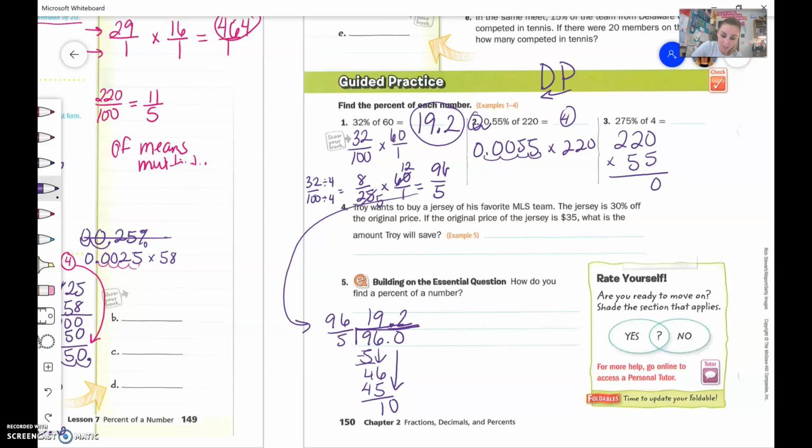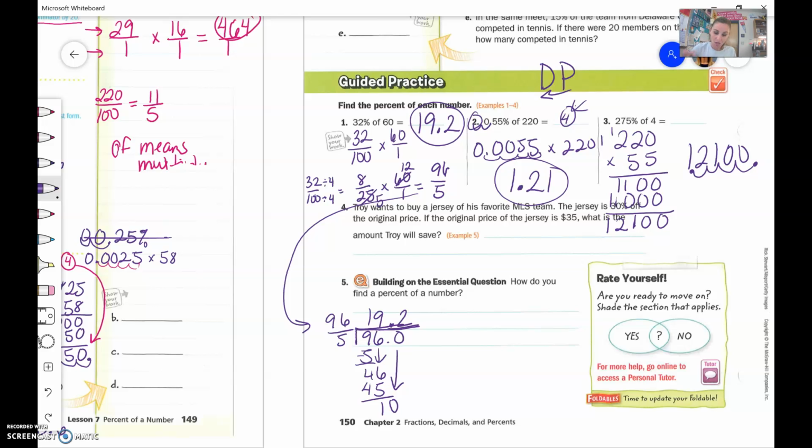When I multiply this out, I got 1, 2, 1, 0, 0, but I know that I have to add my decimal back in. 1, 2, 3, 4 gives me 1.21. And I could add my other zeros, but I don't need to.